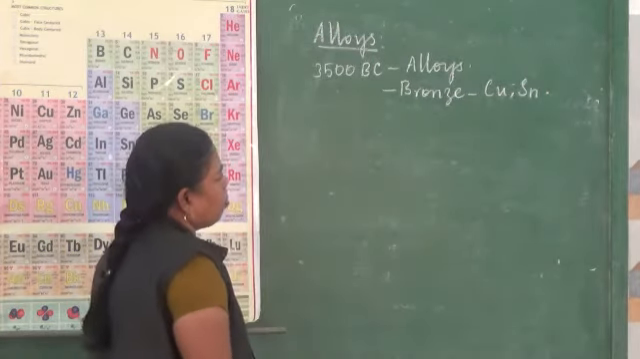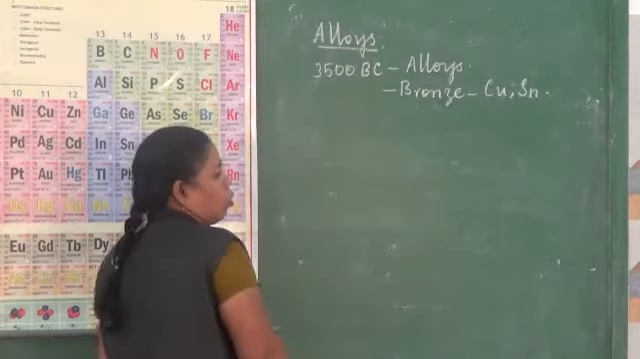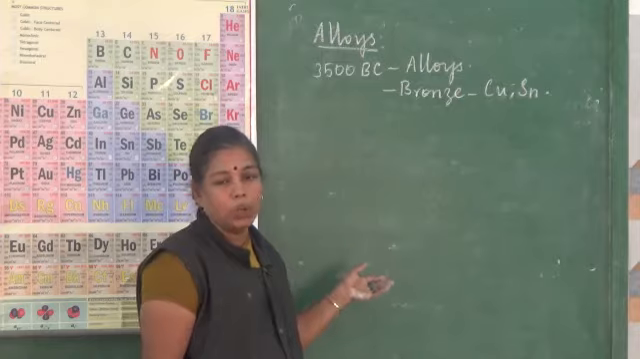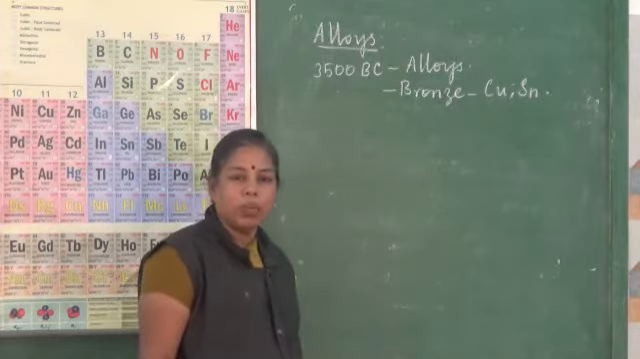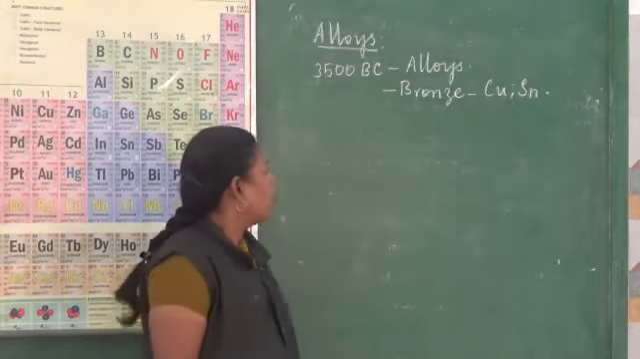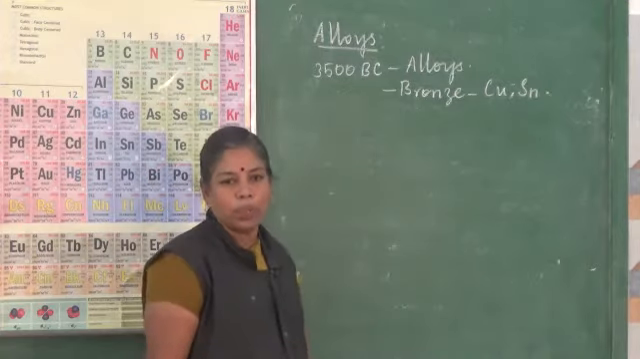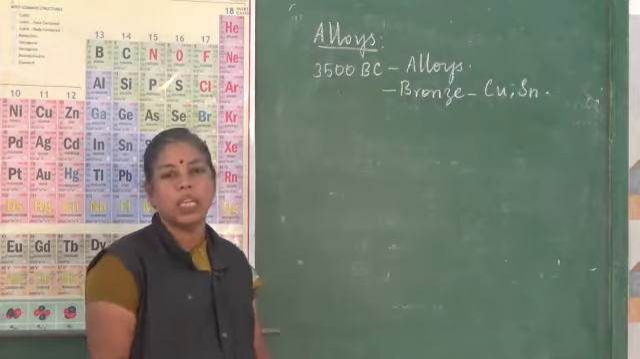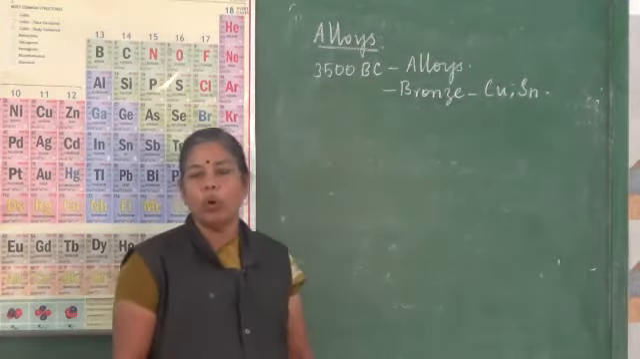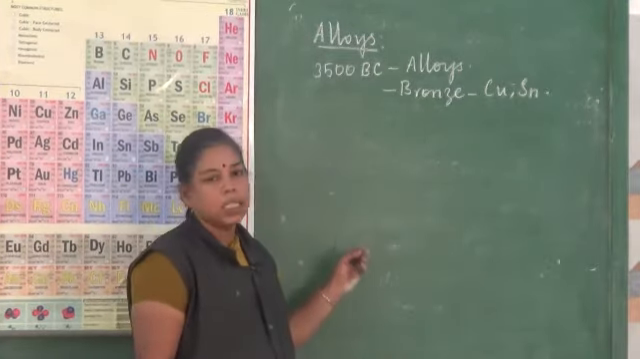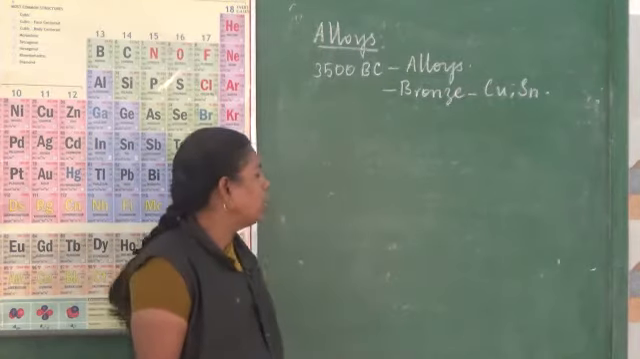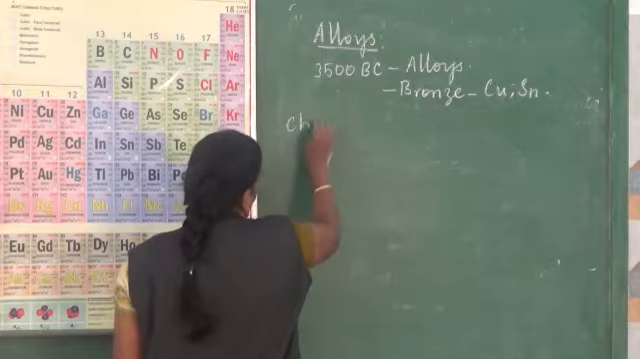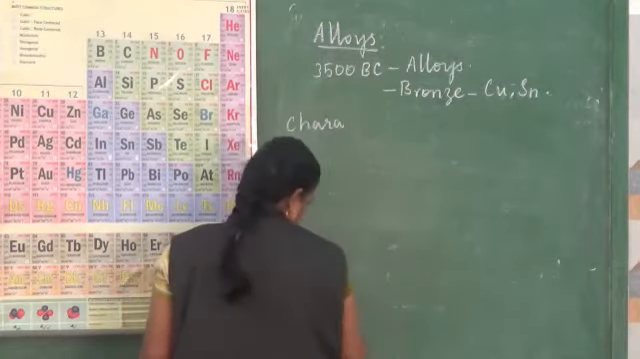And what are the properties of alloys? Now alloys play a vital role in our day-to-day life. The stainless steel that we are using is nothing but an alloy, and the gold ornaments we are wearing are also alloys. That is a mixture of gold with copper, and stainless steel is also an alloy. So what are the characteristics of alloys? That means the properties of alloys.